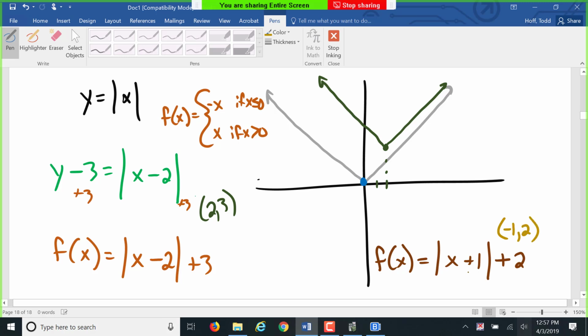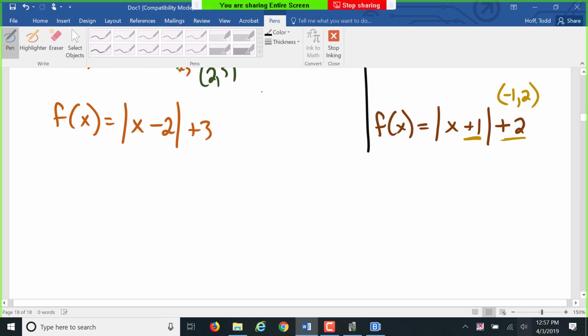Negative 1, 2. Very good. It's the opposite of this one. So that's plus 1, so x is at negative 1. And it's the same as that one, plus 2, so y is at positive 2. So negative 1, positive 2. There's that graph.